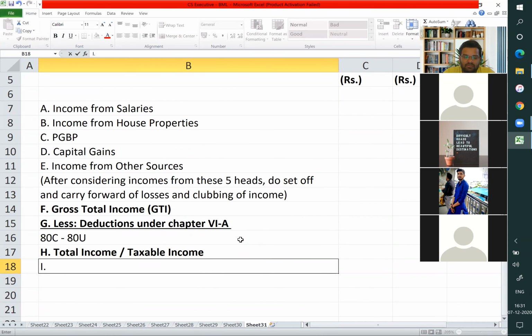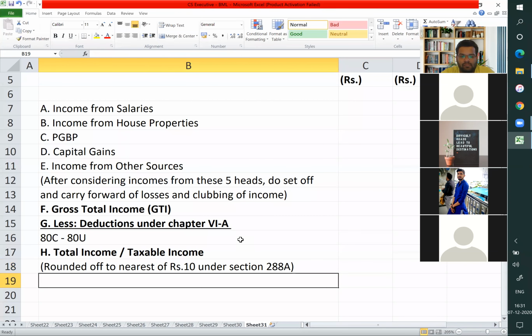On this, first of all, please understand this total income I should round off to the nearest of rupees 10 as per section 288A. So if my total income is 14 lakh 95,289, then it will be 290. Yes, it will be rounded off to the nearest of 10. Remember that.